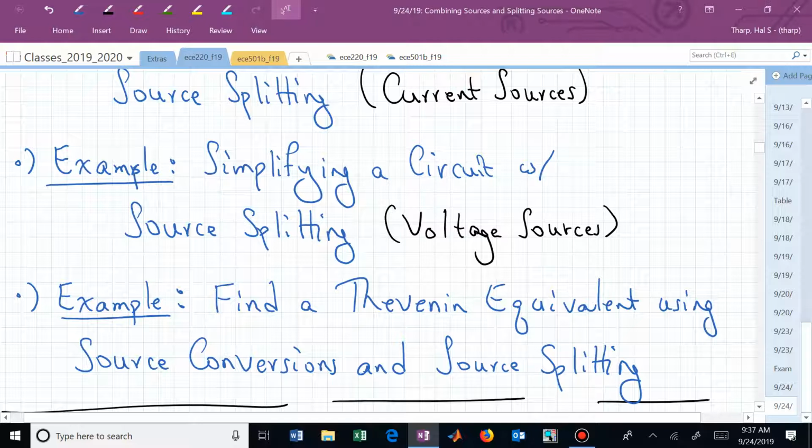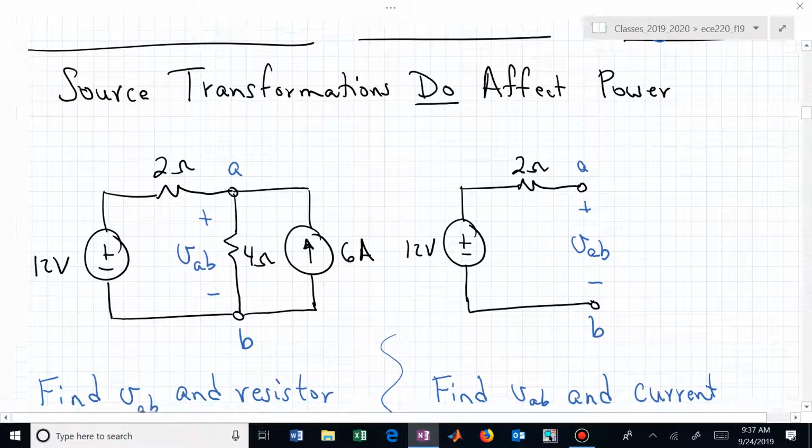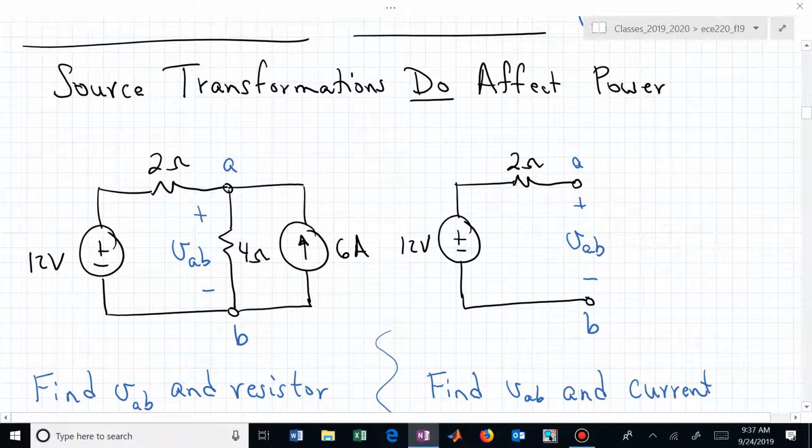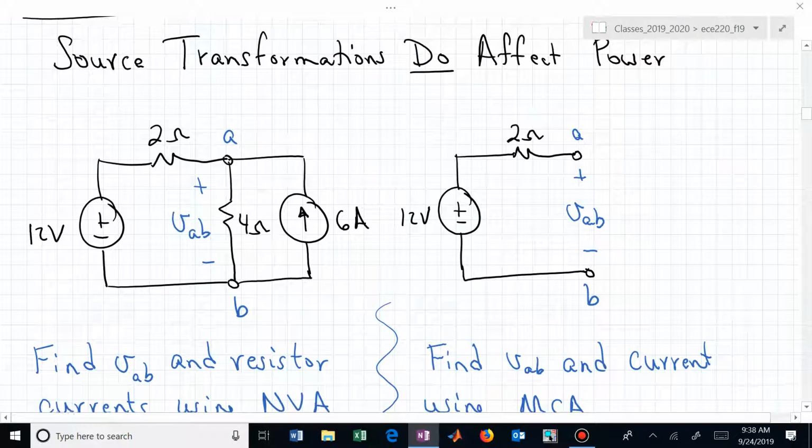We need to make sure we have our seat belts fastened and we're ready to go for working through that particular problem. First, though, let's remind ourselves of the fact that source transformations, if we're worried about the power associated with those sources, are not the same.